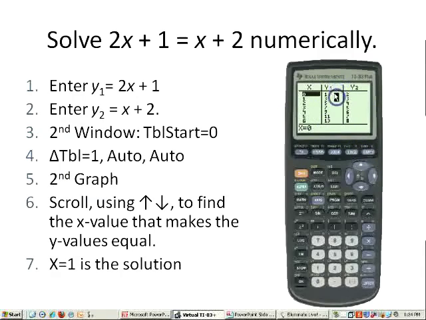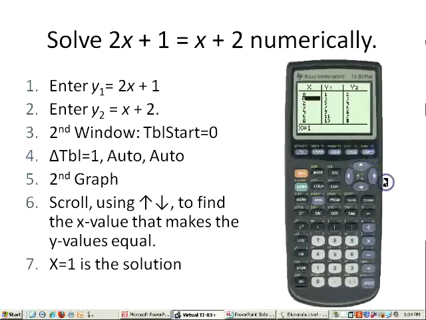You'll see an x column, a y1 column, and a y2 column. The x column gives us the x coordinates. We want to know where the y1 and y2 columns are equal. Remember, we want to know where our equation is equal. y1 is the 2x plus 1, and y2 is the x plus 2. So we just scroll through our table and look for where we have equal y values.